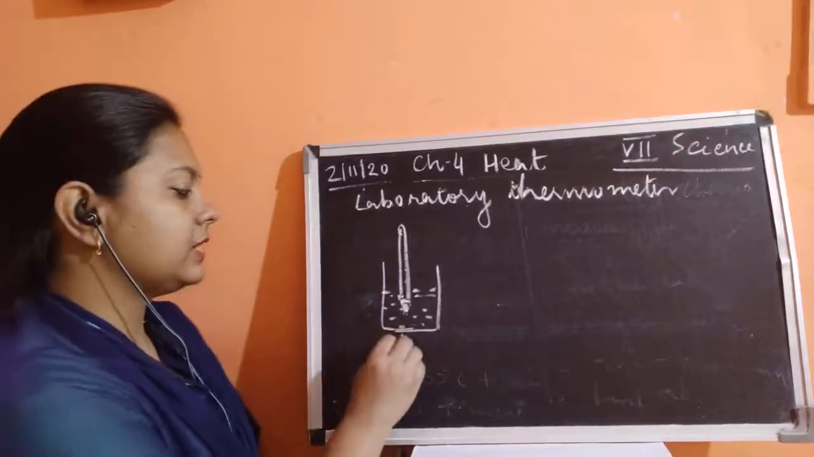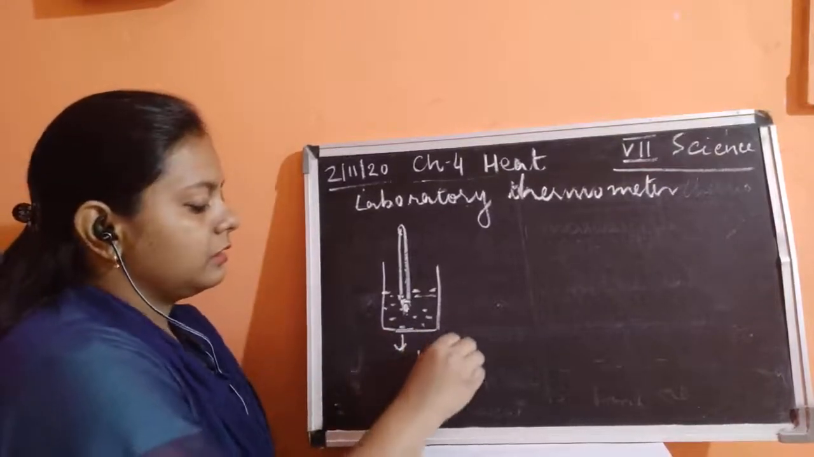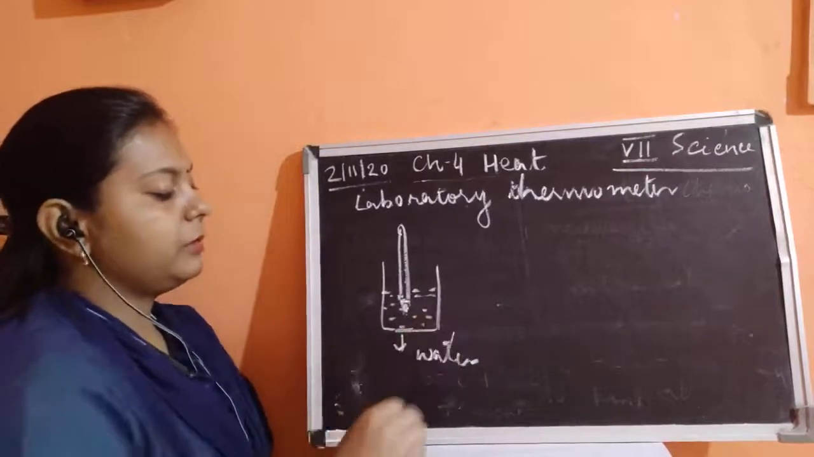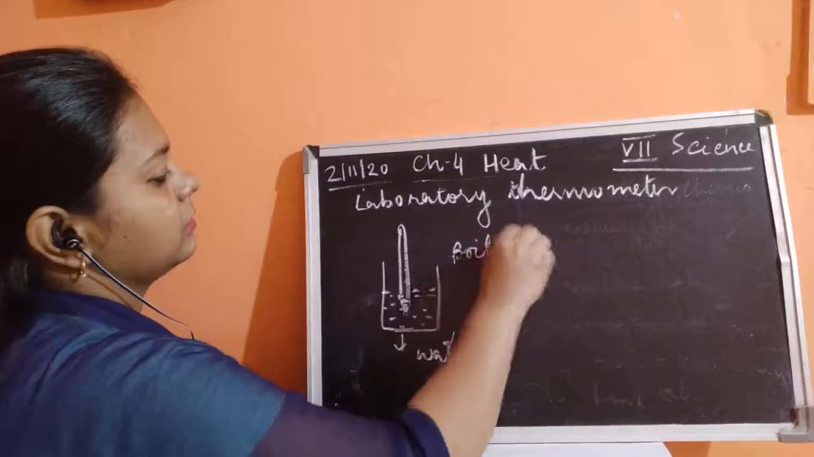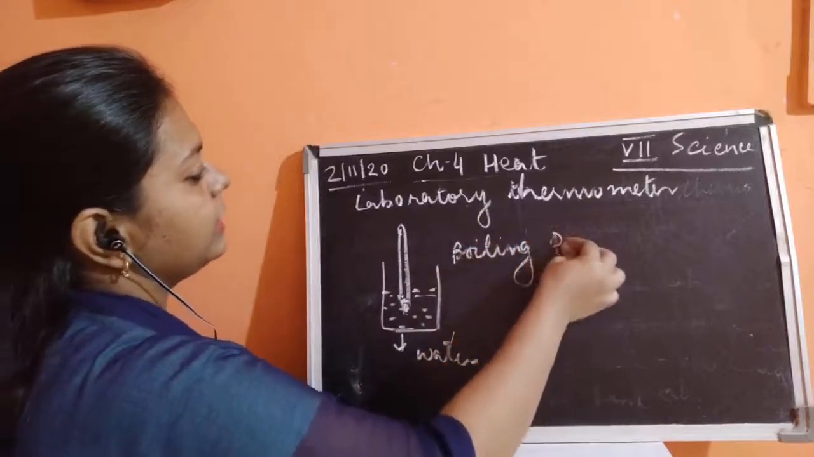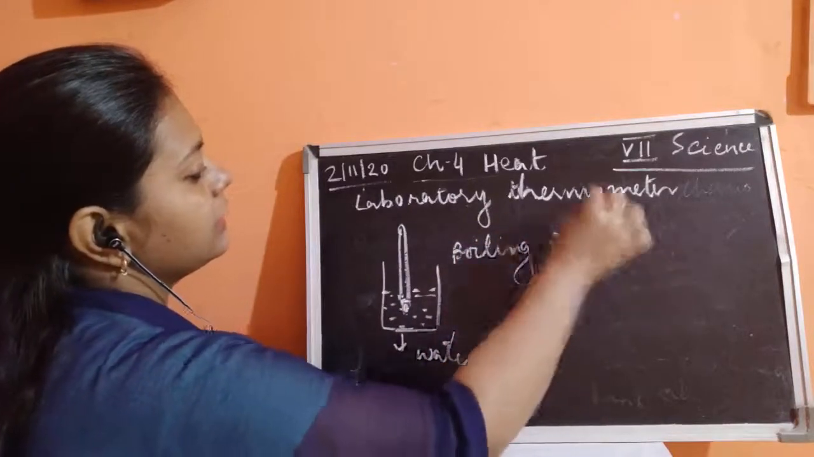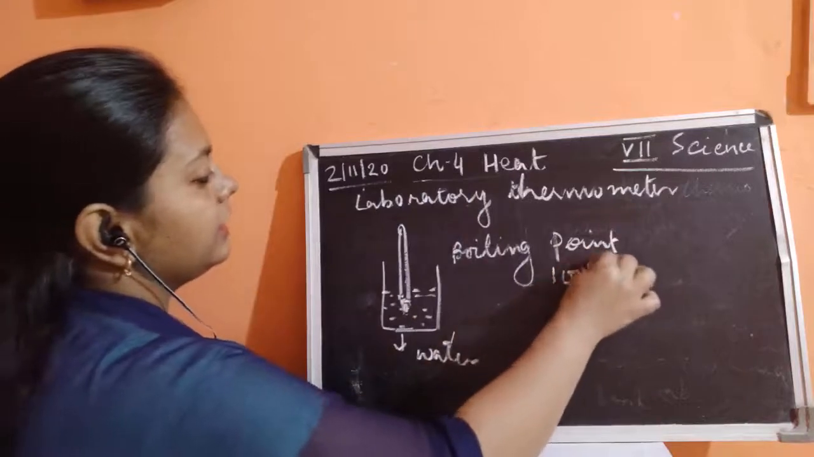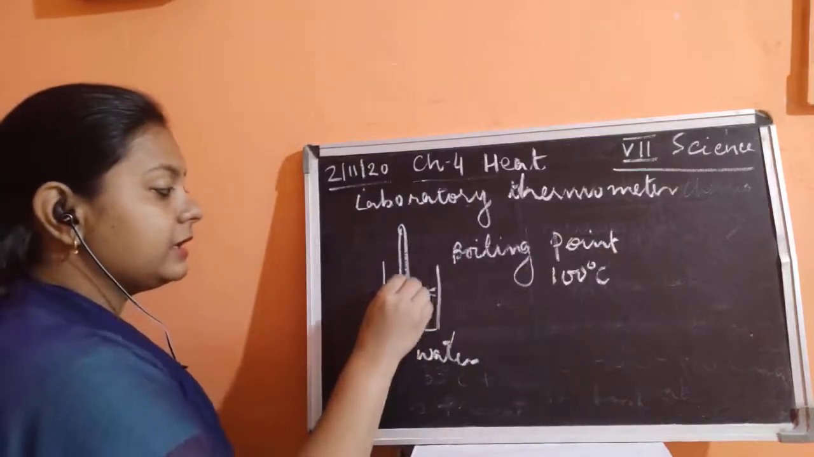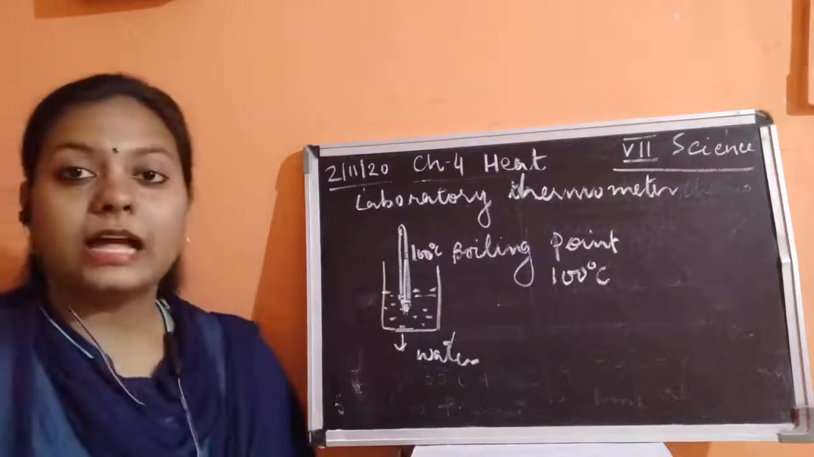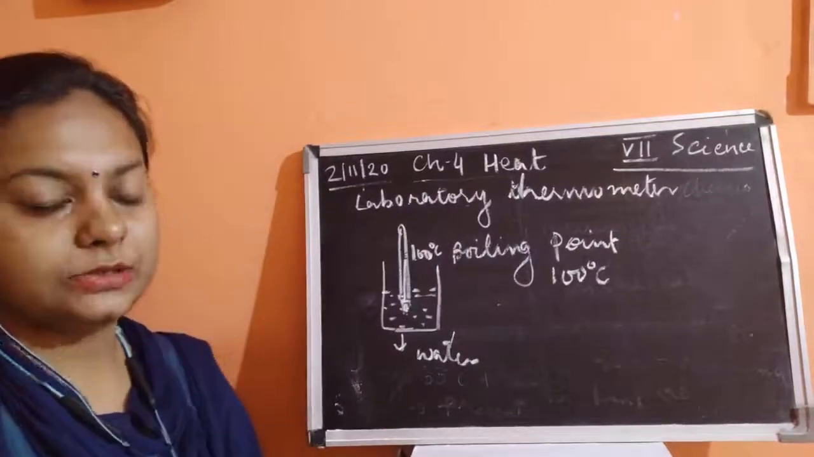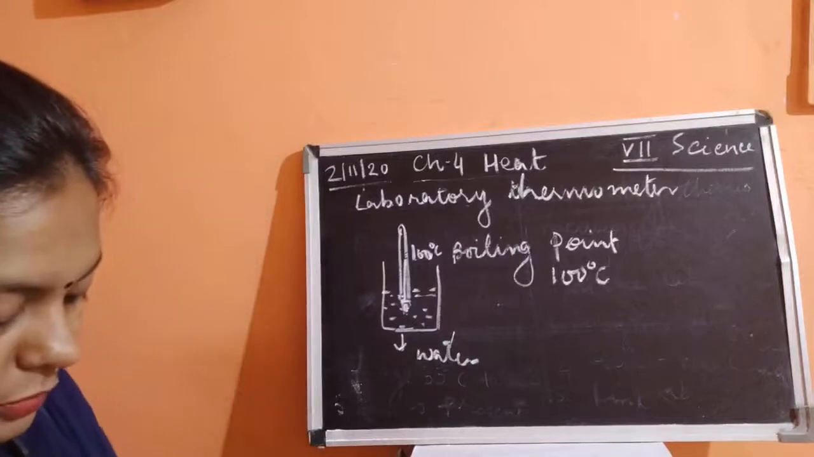Say it is water. So what could be the boiling temperature or boiling point? It would be about 100 degrees Celsius. We will see that the mercury thread is going to rise till 100 degrees Celsius. After that, it is not going to rise. Okay. So this is how we are going to measure the temperature.